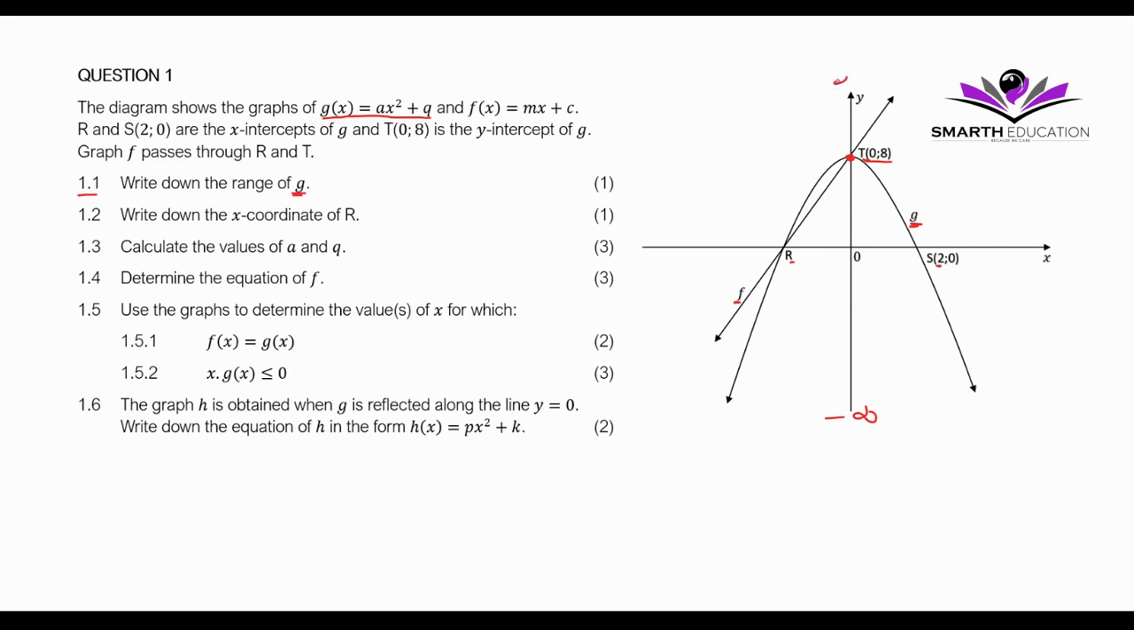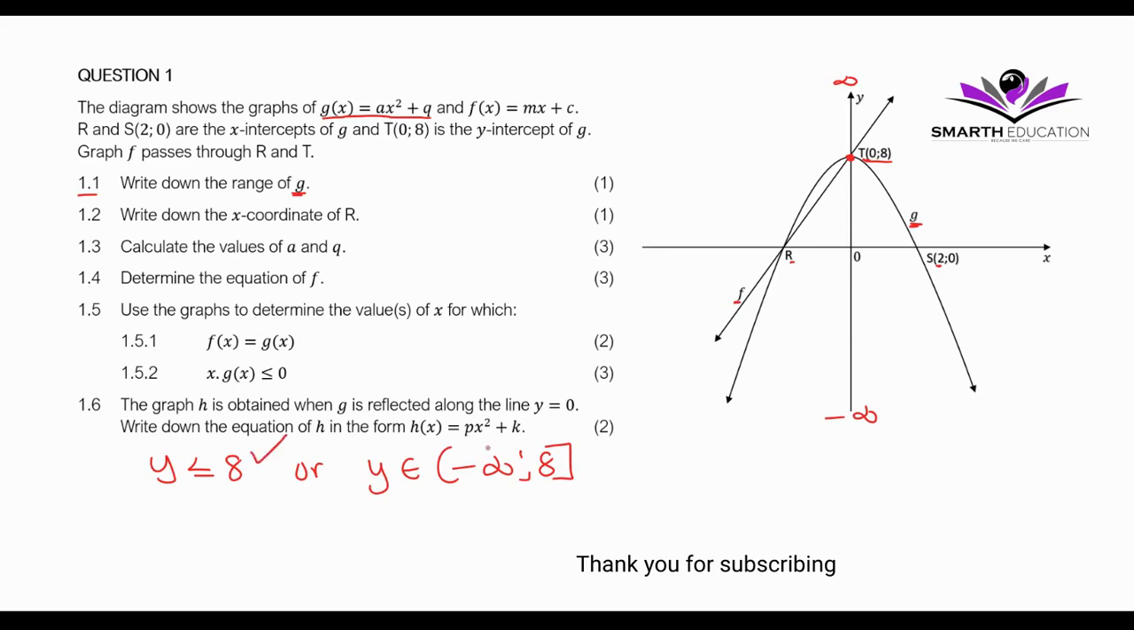Remember, this side is positive infinity. We cannot have a y value which is above 8, so it's 8 or less. So the range for g of x is y less than or equal to 8. It can be 8 or less. Or you can write it like this: y is an element of negative infinity to 8. Then use the square bracket to show that 8 is included. So you can write it like this or like this.